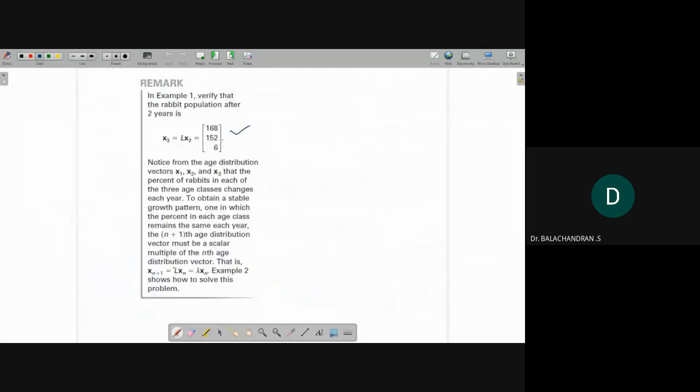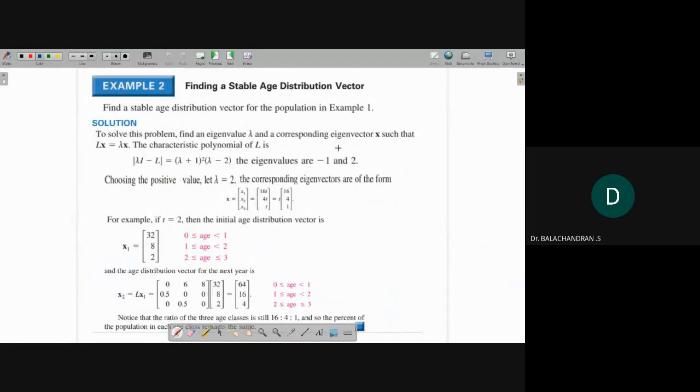Eigenvalues. Please check the eigenvalues are -1, -1, 2. This is the characteristic equation for L. Choosing the positive eigenvalue, that is lambda equal to 2, the corresponding eigenvectors are of the form 16t, 4t, t. If you take t common, you have 16, 4, 1. You need to check this also. I think you know how to find the eigenvalues and eigenvectors, so I'll skip that part.